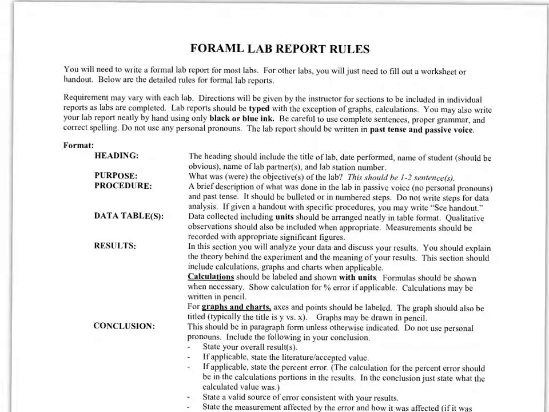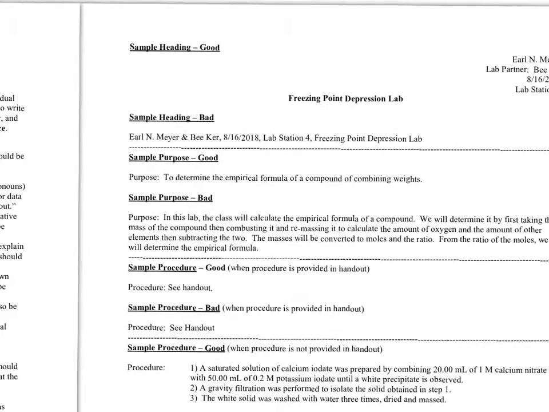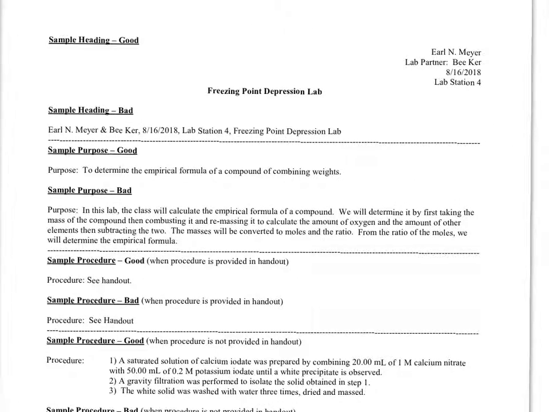So for each of these parts, if you look at the next 2 pages, you will find some good samples and bad samples. So let's start with the heading here. A good heading, here you have the title of the lab, you have the person's name, you have the partner, and I can tell who wrote it and who's the partner, the date the lab was performed, and then also the lab station number.